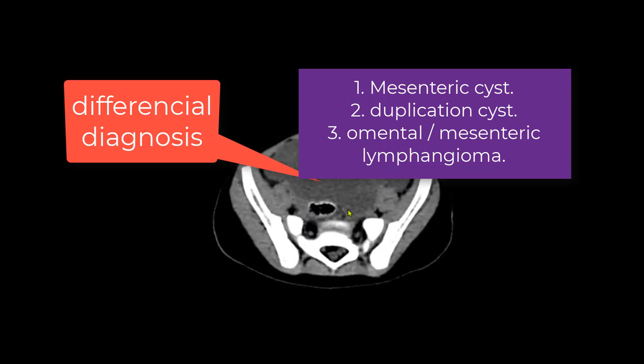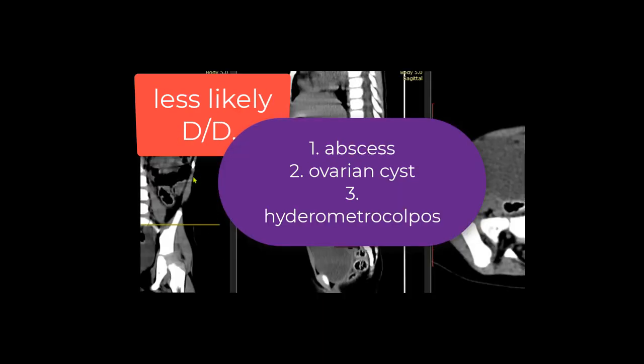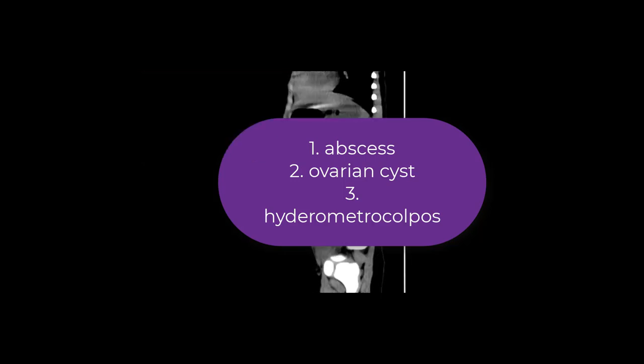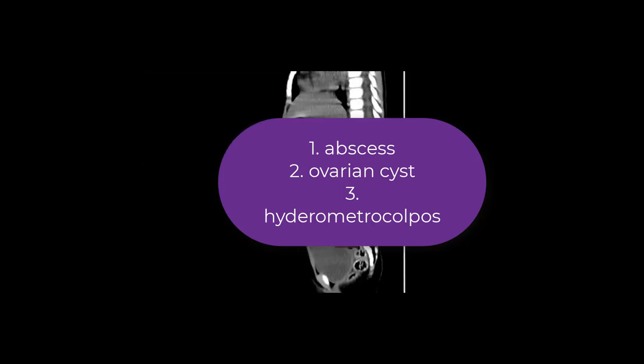If large or symptomatic, surgical excision. Less likely differential diagnoses: abscess, unlikely due to lack of clear signs of pus or inflammation. Ovarian cyst, unlikely due to midline mesenteric location. Hydrometrocolpo, unlikely, as bladder is not significantly displaced.